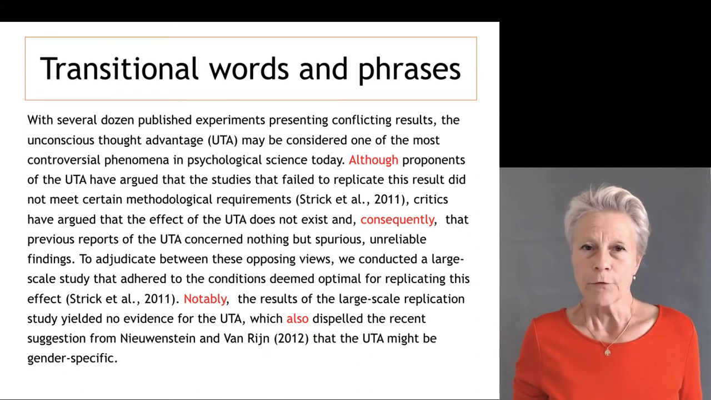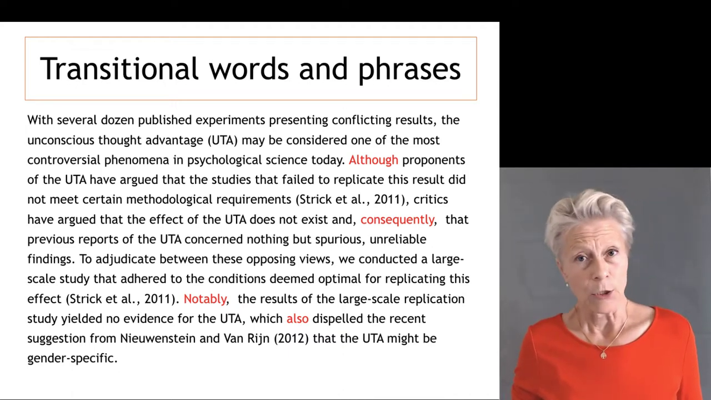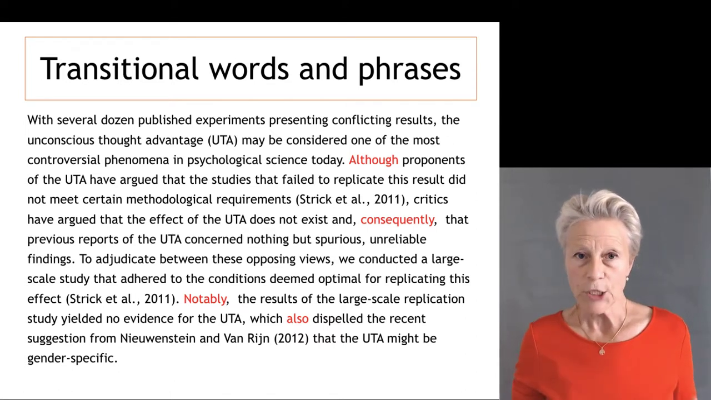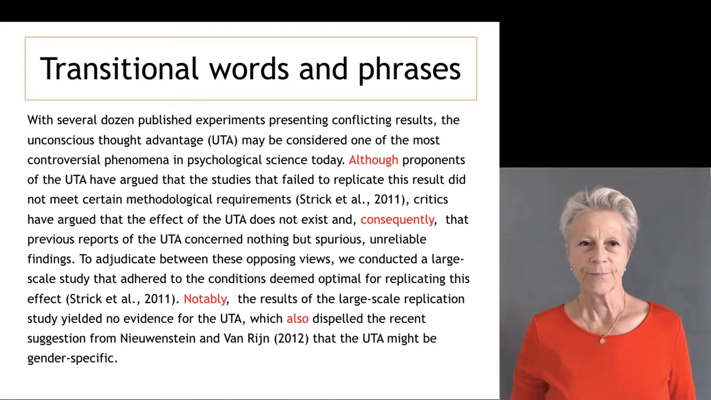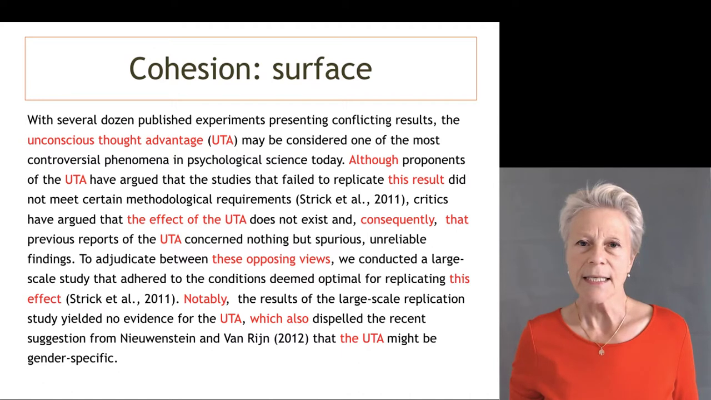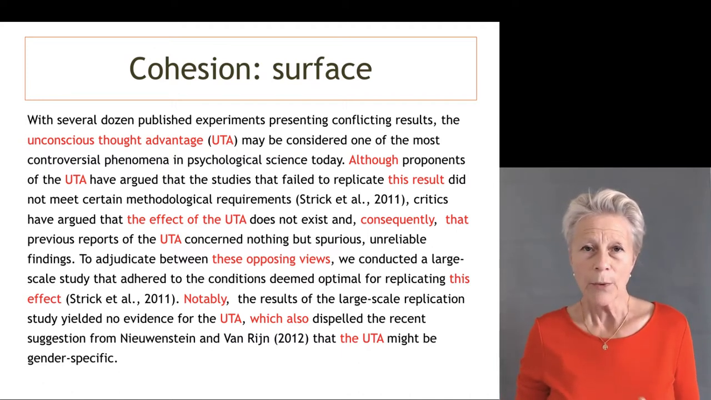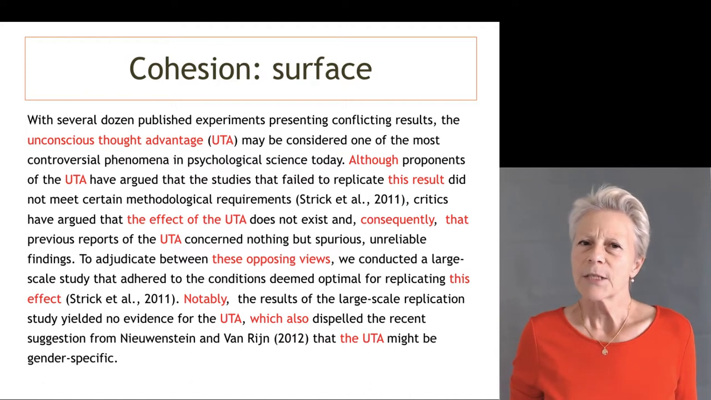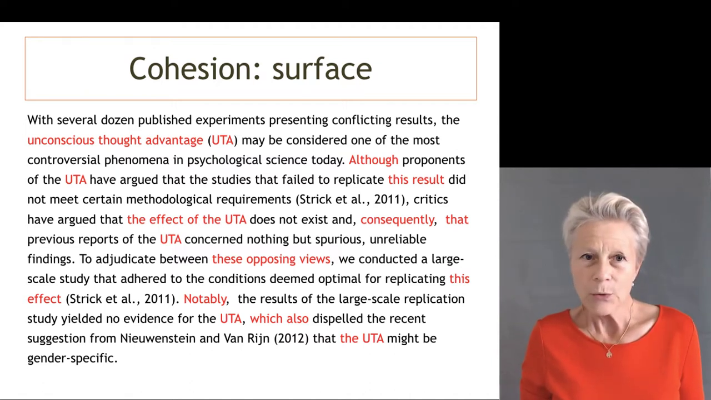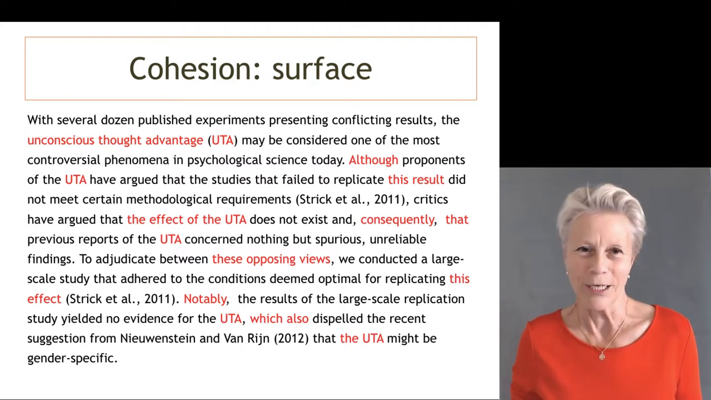Well, and here is the check for transitional words and phrases in the same paragraph. We see although, consequently, notably, and also. Words that express the relation between sentences and support logical flow. Okay, now, wrapping this up, we can see that the cohesion of this text is achieved with the use of several tools. So, you need them all. Now, we will discuss some textual examples of how you can employ these tools to enhance cohesion. And also, I want to warn you, give you some warnings.